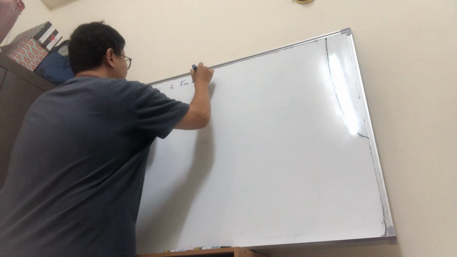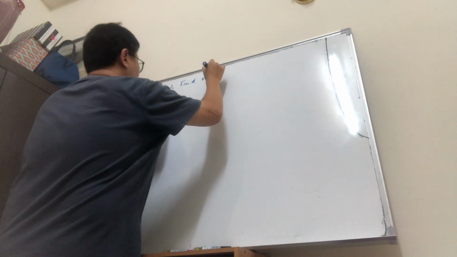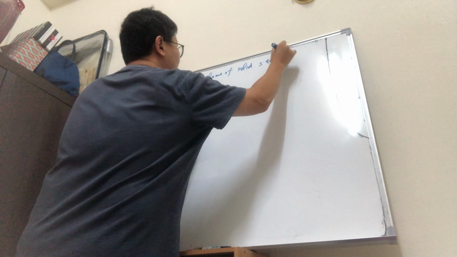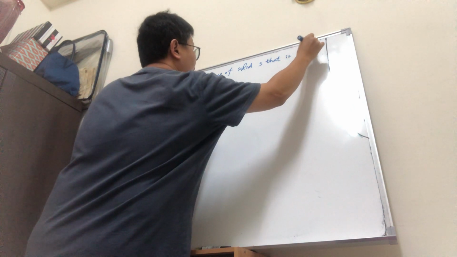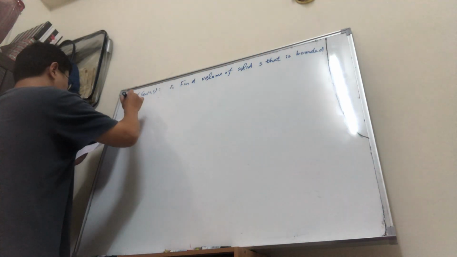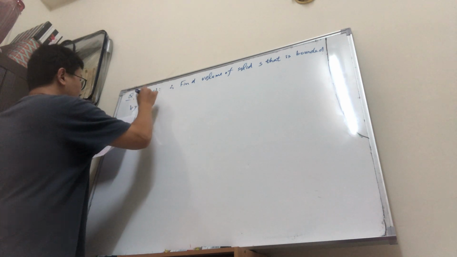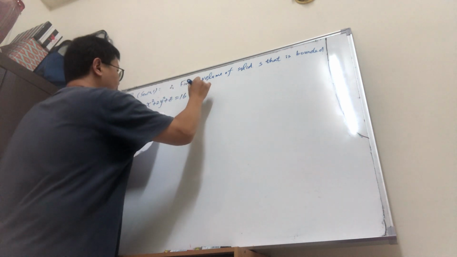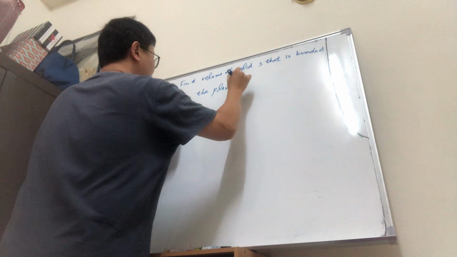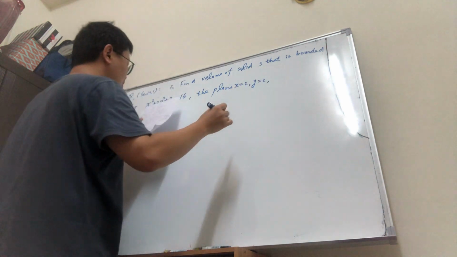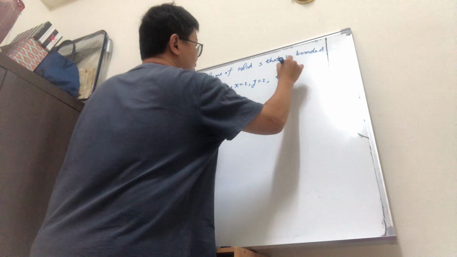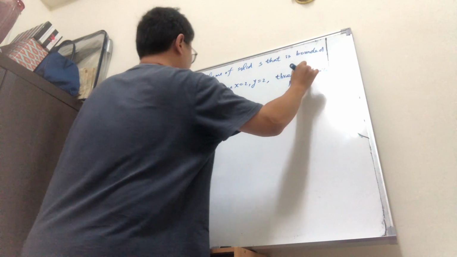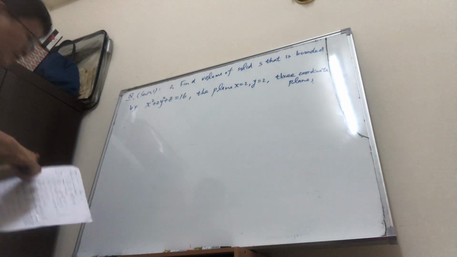We want to find the volume of the solid that is bounded by the paraboloid x squared plus 2y squared plus z equals 16, and the planes x equals 2, y equals 2, and the 3 coordinate planes. Okay. And what do they mean?